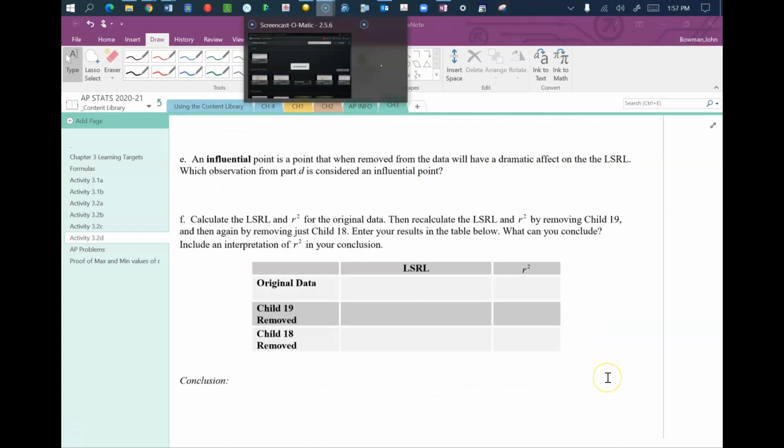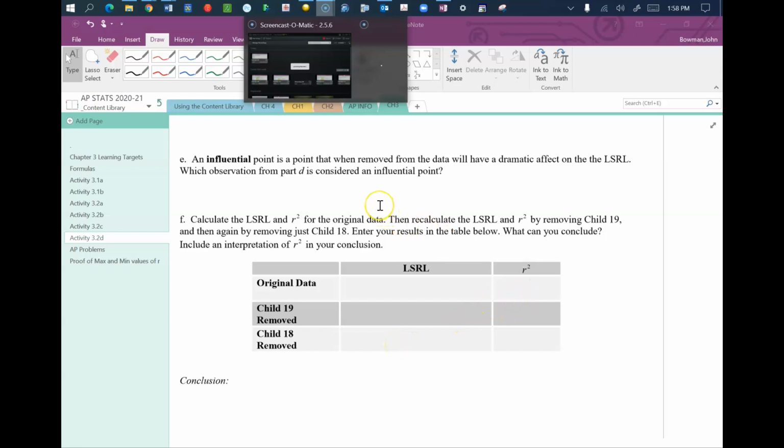Before we take a look at this data dynamically, I want to remind everybody, we already know what an outlier is. It's an unusually large or unusually small value in a distribution. And in the case of two variable quantitative data, it could be an outlier either in the horizontal direction, the X direction, or in the vertical direction, the Y direction, or both. So we're going to look at the least squares regression line with child 18 removed, with child 19 removed, and we're also going to look at the value of R squared.